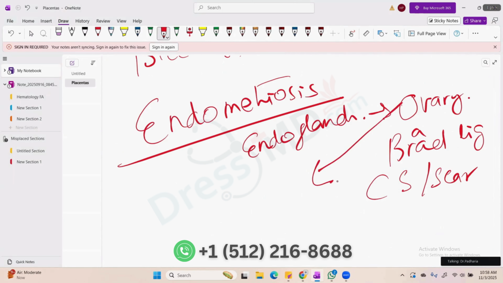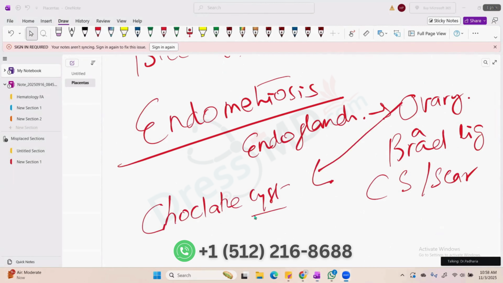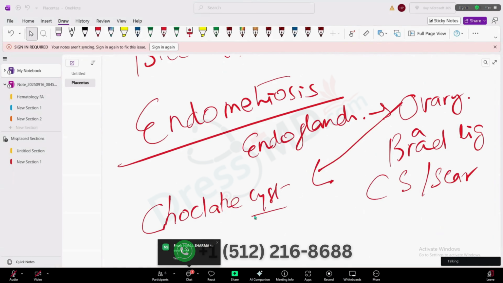Any idea, guys? What is it? Chocolate cyst. Very good. It is called the chocolate cyst. I hope everyone is getting it. Give me yes in the chat box, guys, if everyone got it. Perfect. Okay. How about Sri? All right. Yes, got it.